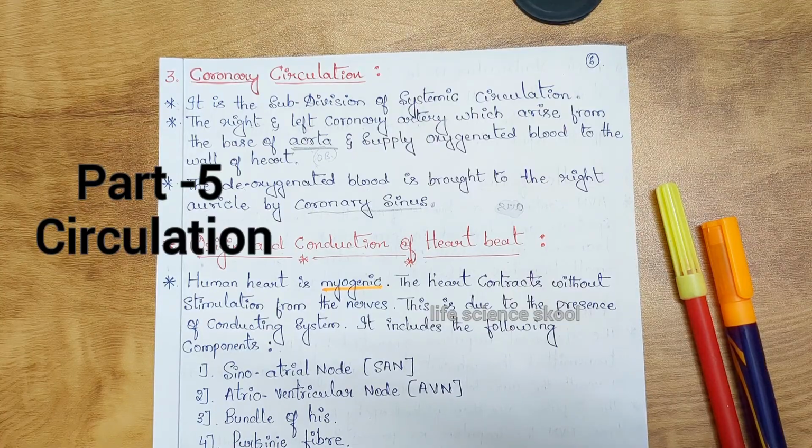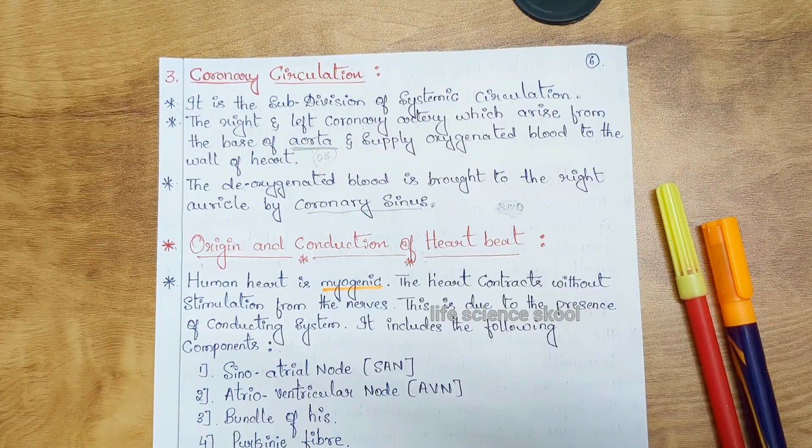In this video, we will discuss the topic called origin and conduction of heartbeat. Till now, in parts 4, 3, 2 and 1, we have talked about the circulation, the working mechanism of the heart and different parts of the heart, double circulation, stroke volume, and cardiac output. We have covered all those topics in the previous videos. But in this video we will talk about the heartbeat.